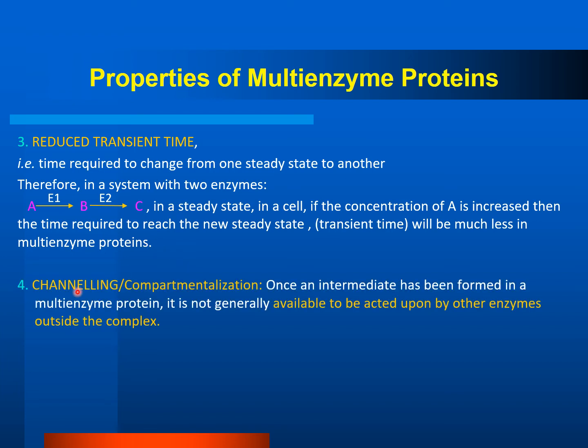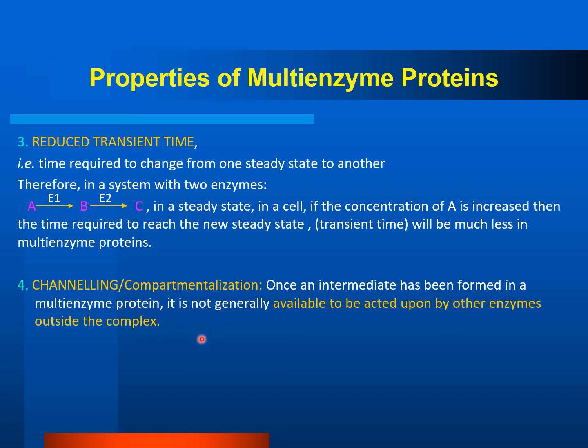Next property is channeling or compartmentalization. So this is a very important property. What is this? Once an intermediate has formed in a multi-enzyme protein, it is not generally available to be acted upon by other enzymes outside the complex. So this is the beauty of multi-enzyme proteins.